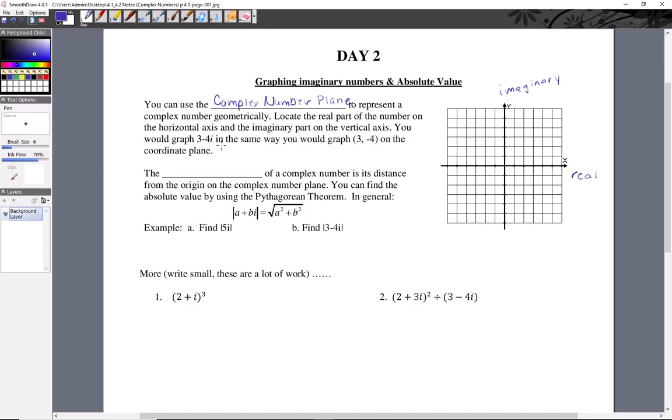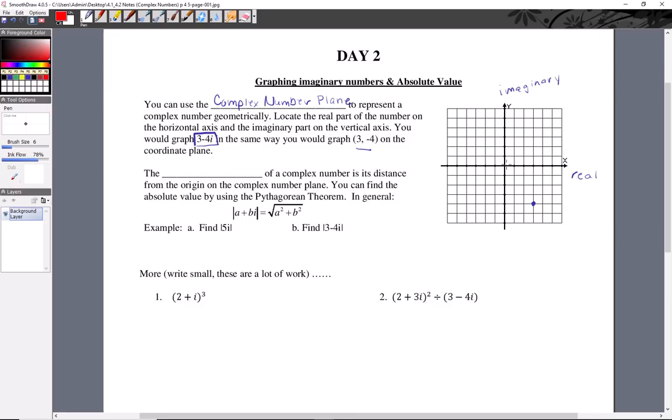All you've got to do, say for example, to graph this right here, 3 minus 4i, you would graph this the same way as you would graph 3, negative 4. So you would go 3 in the real direction because that is your real portion, and then down 4, 1, 2, 3, 4 in your imaginary direction. And you would plot the point right there, and that represents 3 minus 4i.